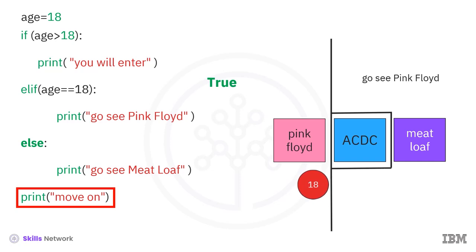If the variable age was 17, the statement "go see Meatloaf" would print. Similarly, if the age was greater than 18, the statement "you will enter" would print. Check the labs for more examples.